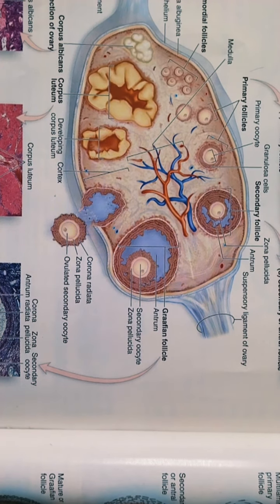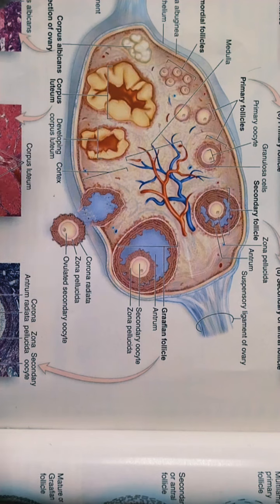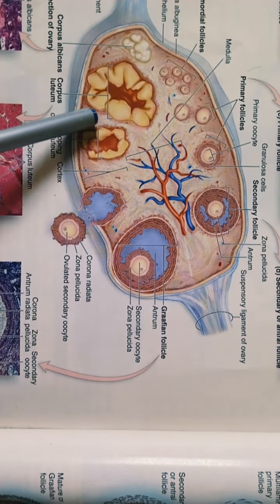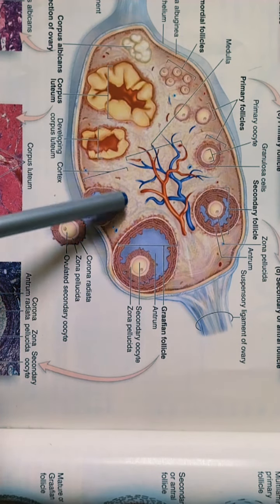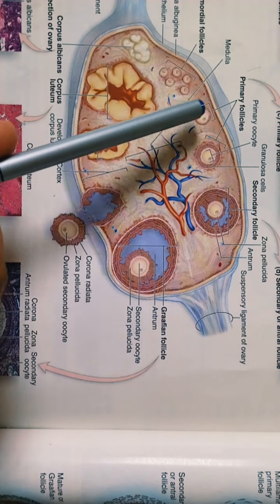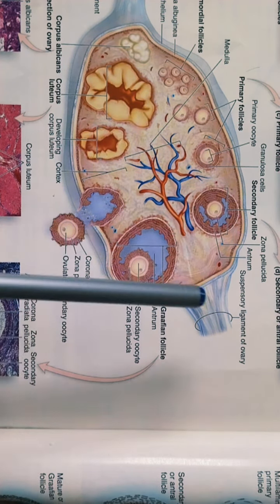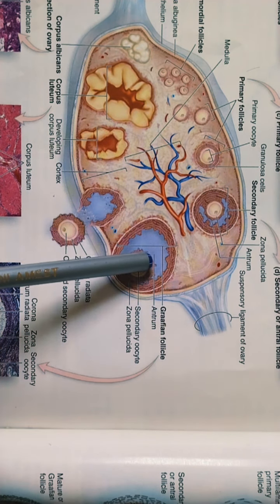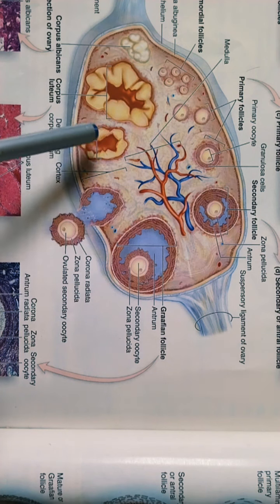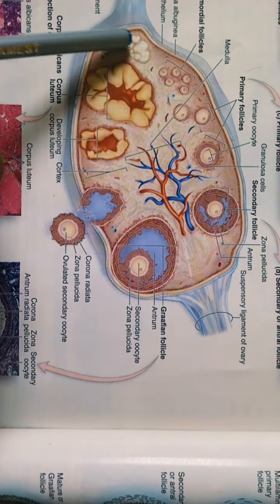Sorry guys, I forgot to show you the stroma part. Now see, this is dense irregular connective tissue. This is the cortex, containing developing stages of follicles: primordial follicle, primary follicle, secondary follicles, like that. Graafian follicle with a fluid filled cavity, and after ovulation the corpus luteum develops, with different development stages of corpus luteum also.